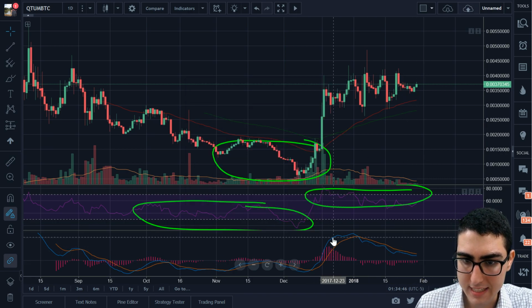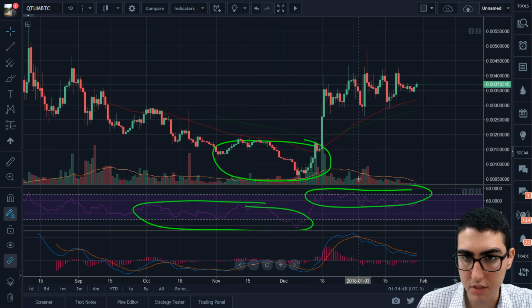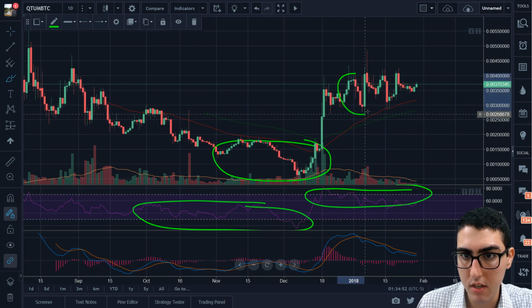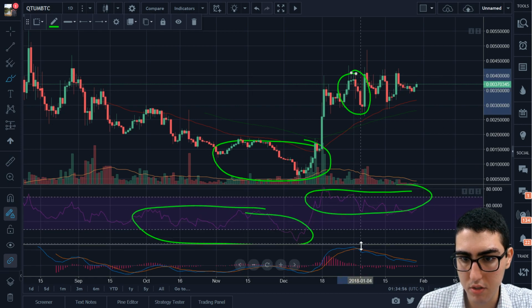There's a fast line here in blue, and then there's a slow line in orange. If you want to look at this MACD and how it works, you double click it. The fast length is set at 12. The slow length is set at 26. The signal smoothing is at 9. And that fast length is in blue.